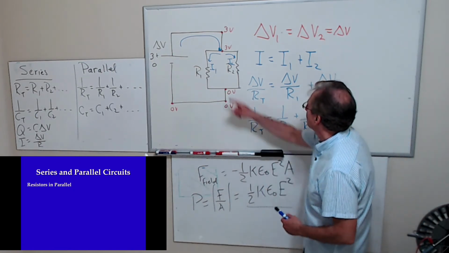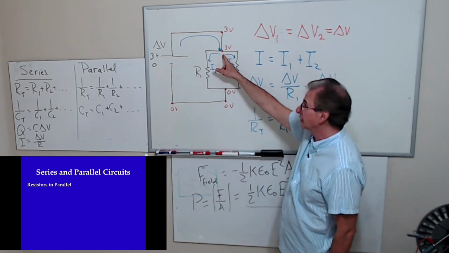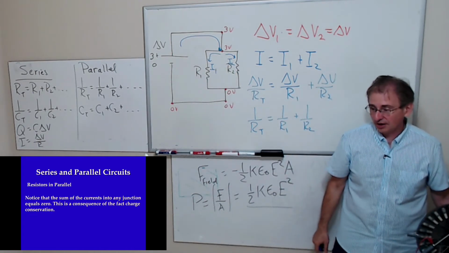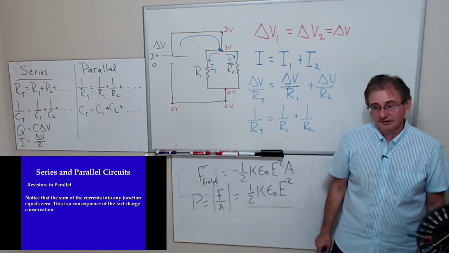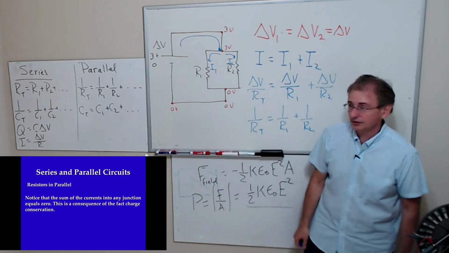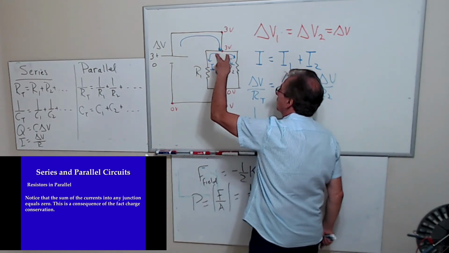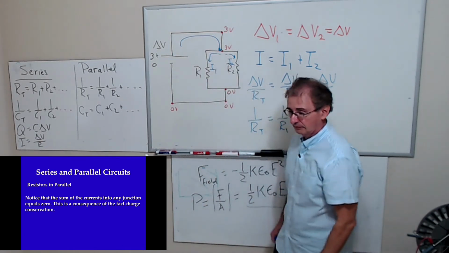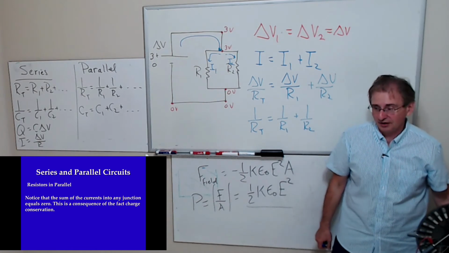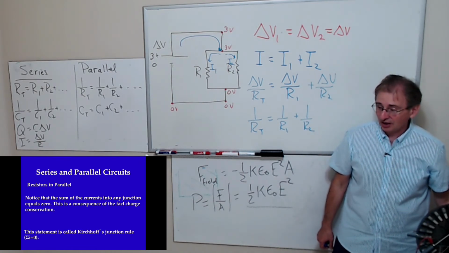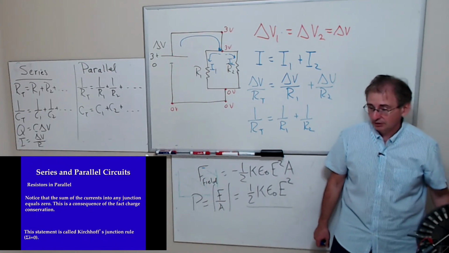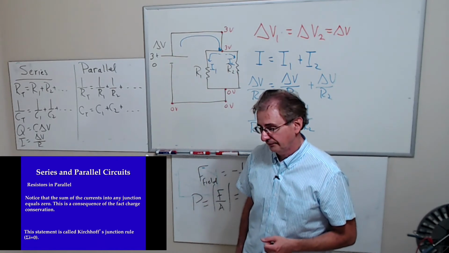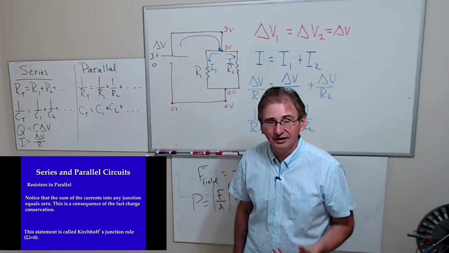But I want to look at something important here, that the current here splits up at a node. That's due to charge conservation. Whatever comes in here has to be equal to whatever goes out at this node. Whatever enters a node has to equal whatever leaves a node, or a junction, whatever you want to call it. And this statement is called Kirchhoff's junction rule, or Kirchhoff's current rule, or Kirchhoff's current law. I see it written a bunch of different ways.